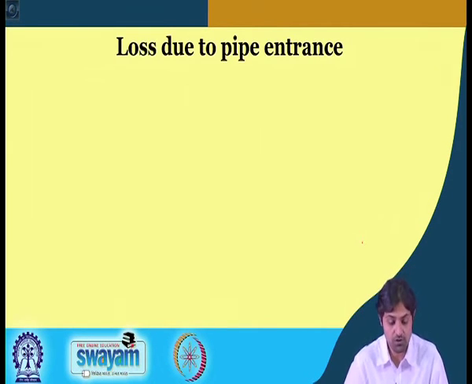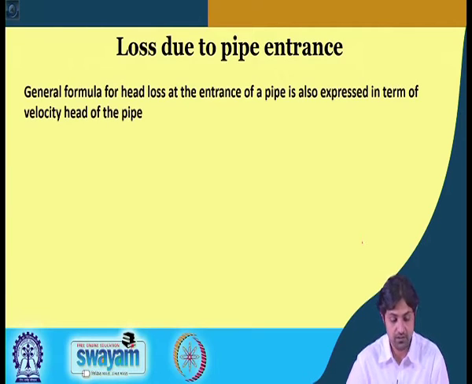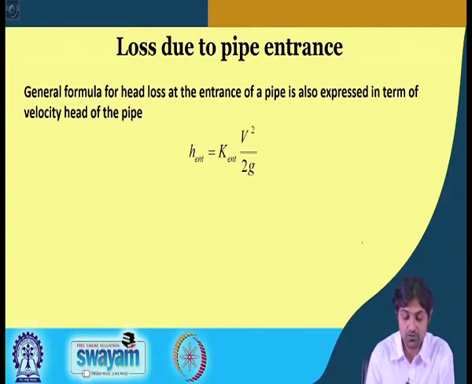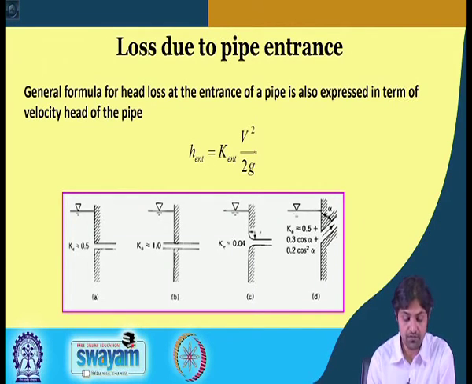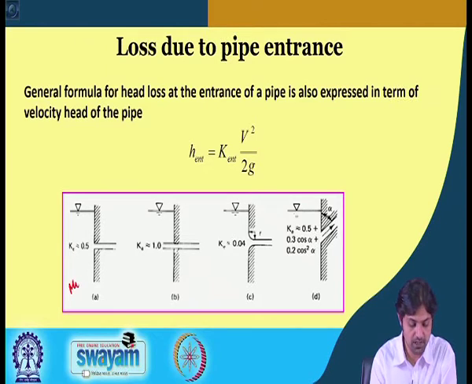Now loss due to pipe entrance. The general formula for head loss at the entrance of the pipe is also expressed in terms of velocity head. If there is a pipe entrance, the loss will be V square by 2g into K entrance. For different configurations, this is the most common one that you will encounter.